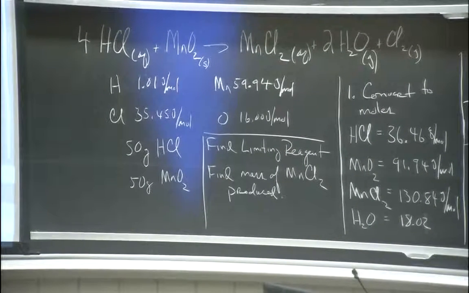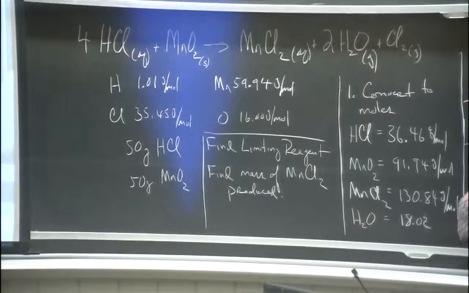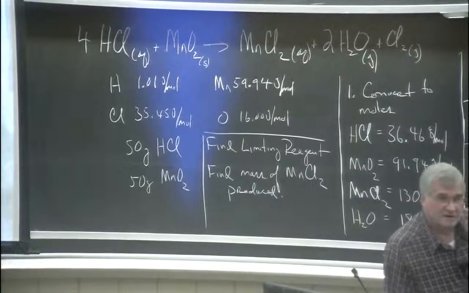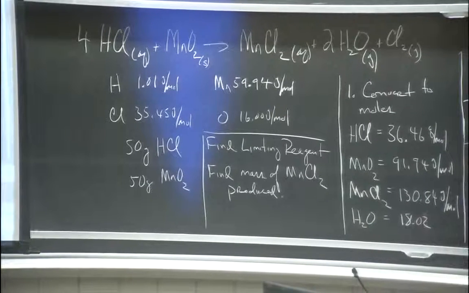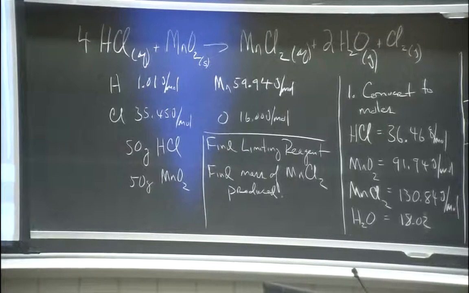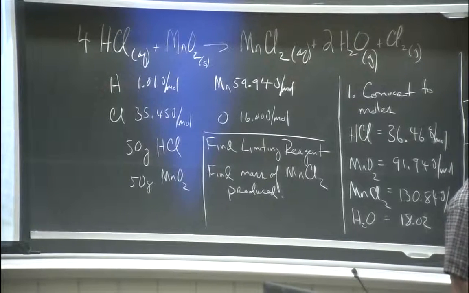In other words, what we did here was determine that 50 grams of HCl is the same thing as 1.37 moles of HCl, correct? Now we just do a calculation to find out, for these many moles of HCl, how many moles of MnO2 we are going to need. We're only going to need 0.3, correct? See the calculation? However, we have 0.5. We have more MnO2 than we really need. Therefore, the MnO2 is in excess.